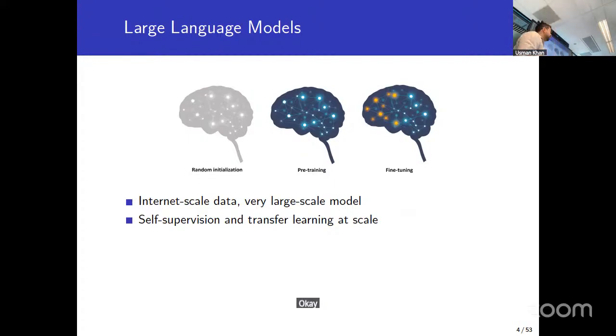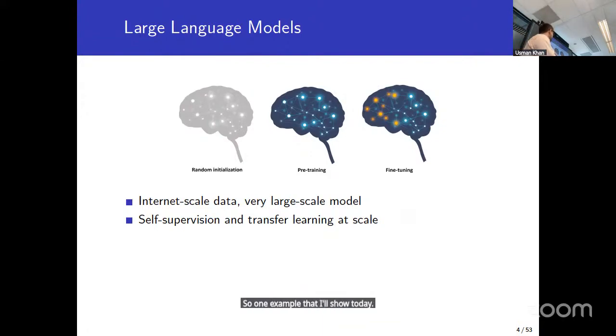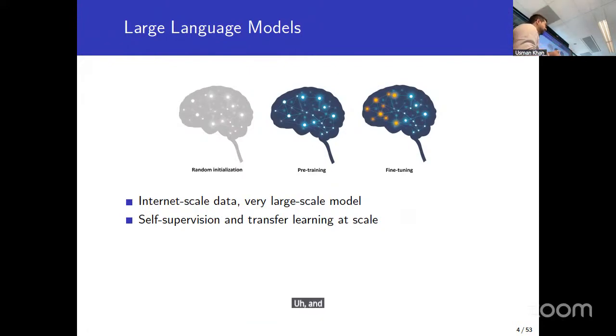Okay. And these models are trained first, using self-supervised learning on internet scale data, and then fine-tuned for downstream applications. So one example that I'll show today would involve a pre-trained model, which is the vision transformer by Google, and fine-tuned later on a different data set, which is C500.